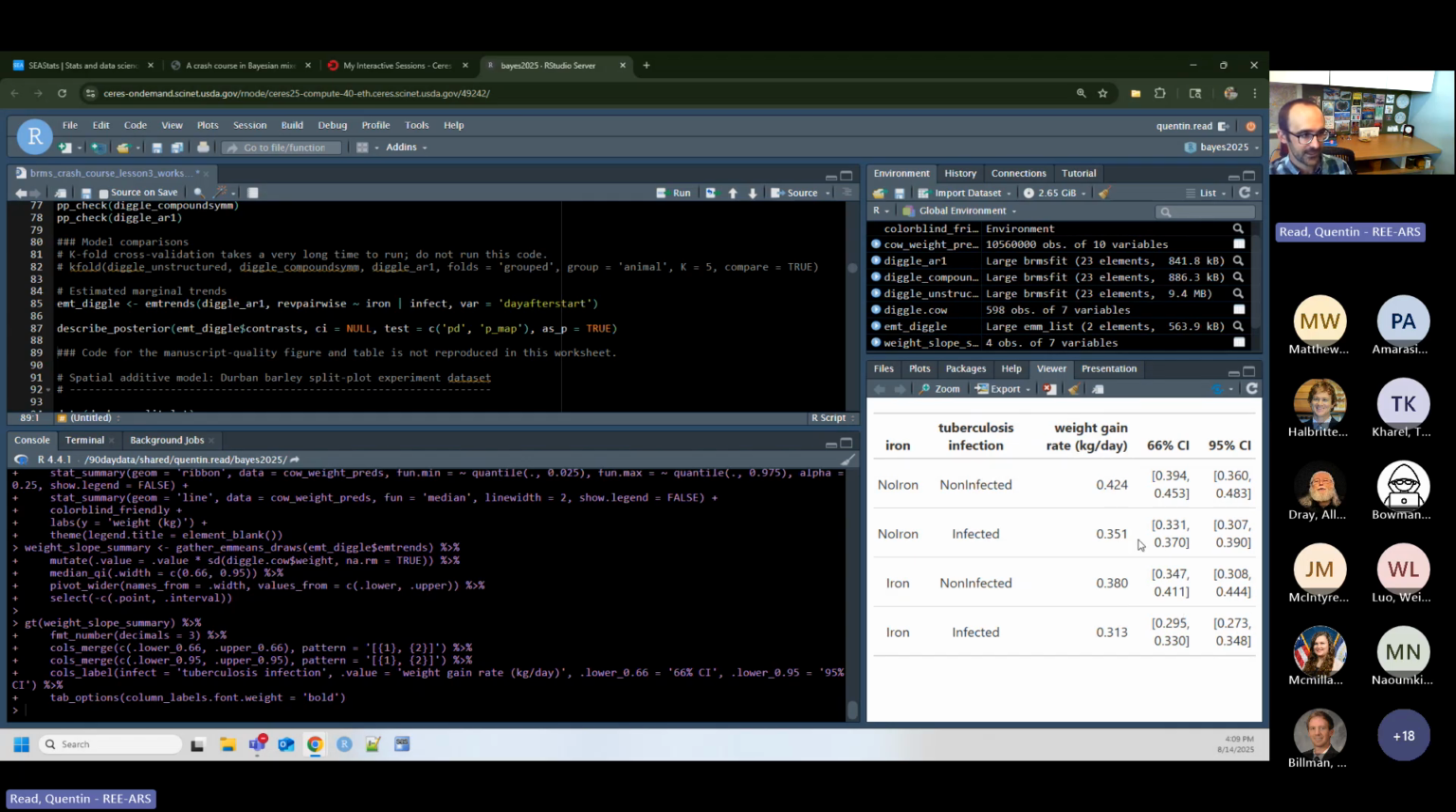Yeah, the infected animals do have a lower slope. I didn't do that hypothesis test. It would probably come out as a more significant difference. Infected versus non-infected does obviously have a pretty big effect on the weight gain, but the study was kind of set up to look at the difference of iron supplementation. So that was what I focused on.